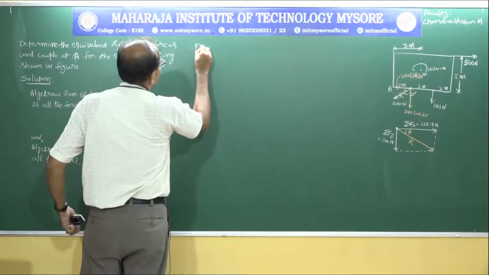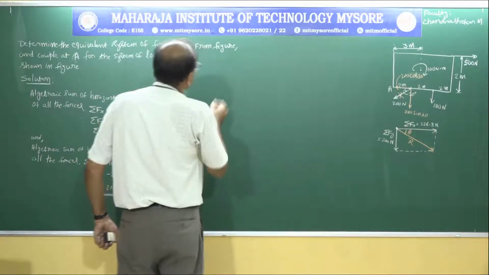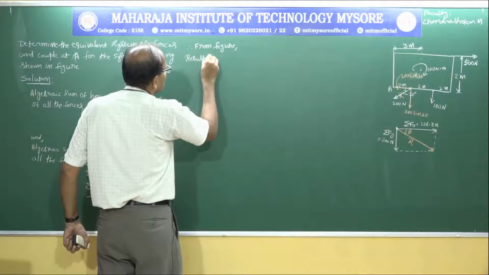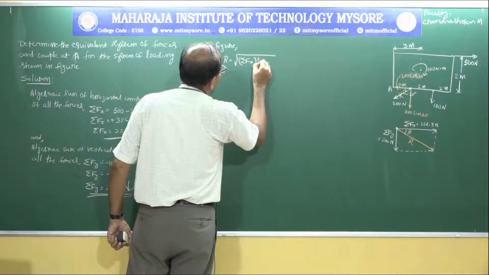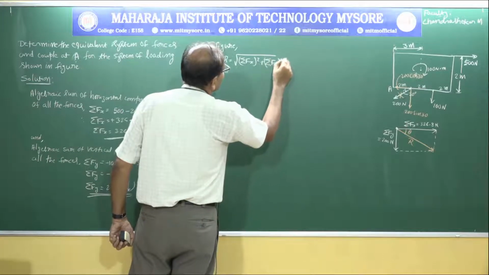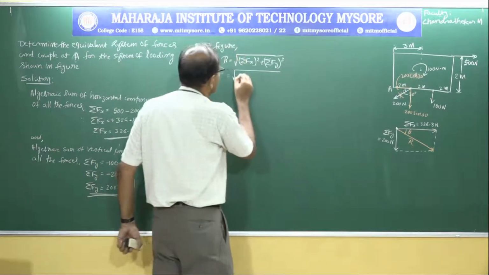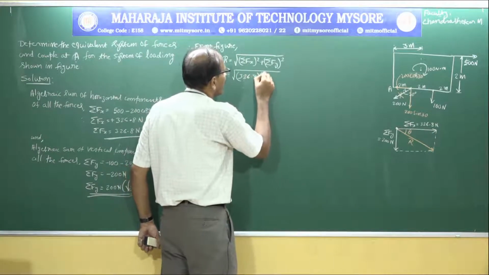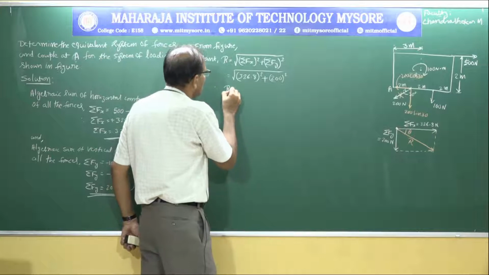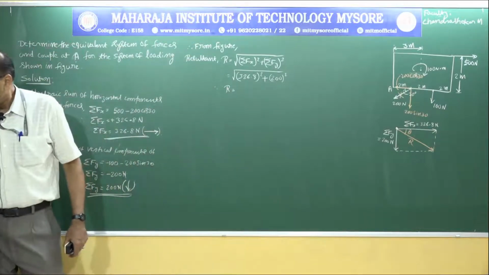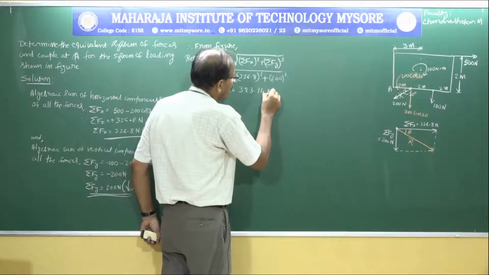Therefore, from figure, resultant R equal to square root of sigma Fx square plus sigma Fy square, that is equal to 326.8 square plus 200 square. Therefore, R equal to 383.14 Newton. That is the resultant.